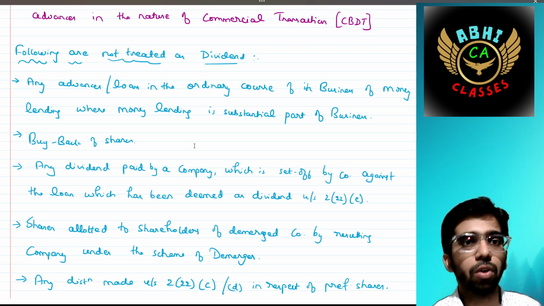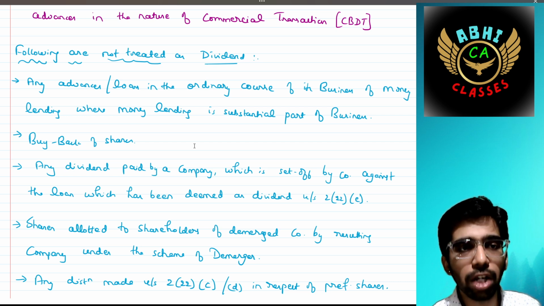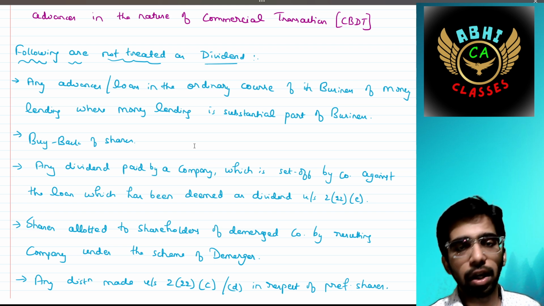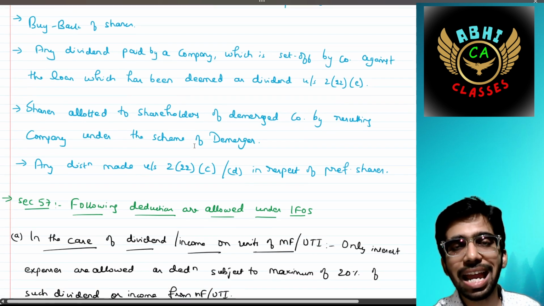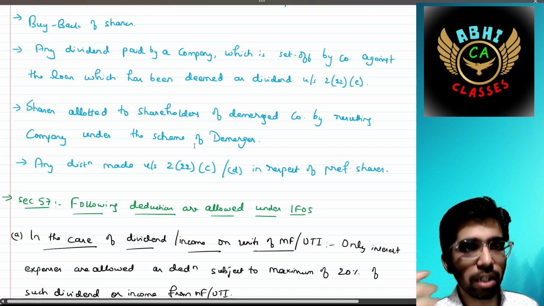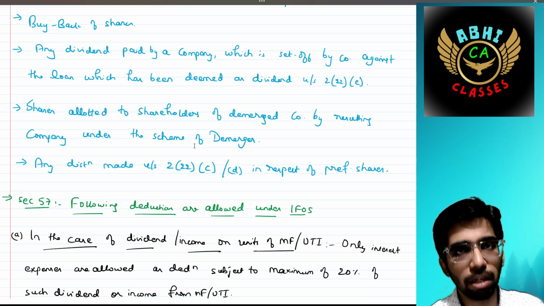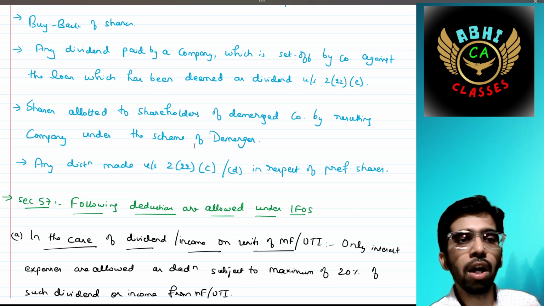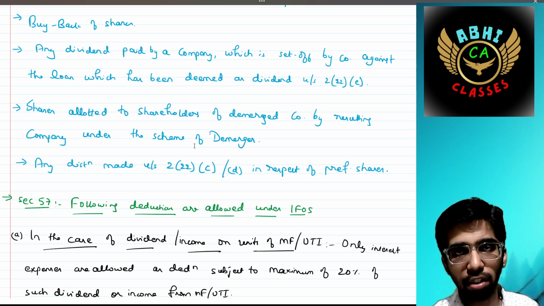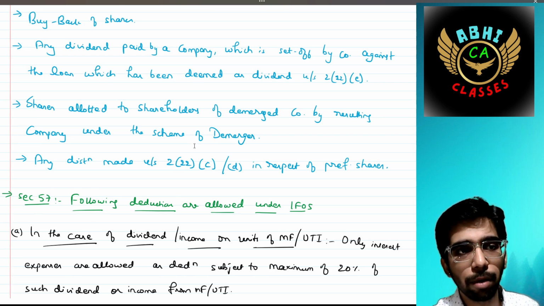Buyback of shares is also not treated as dividend. Any dividend paid by a company which is set off against the loan which has been deemed as dividend under section 2(22)(e), then shares allotted to the shareholders of a demerged company by a resulting company under the scheme of demerger, and any distribution made under section 2(22)(c) or (d) in respect of preference shares are also not treated as deemed dividend.